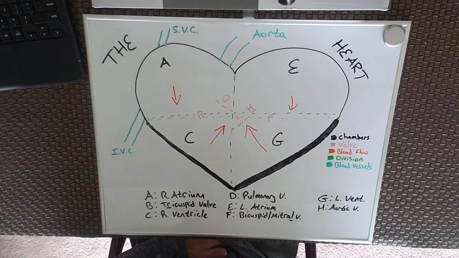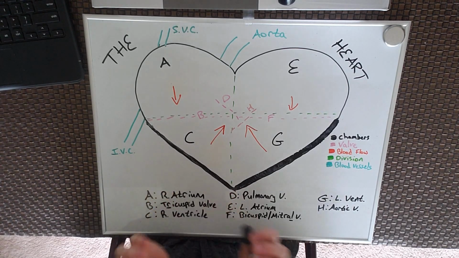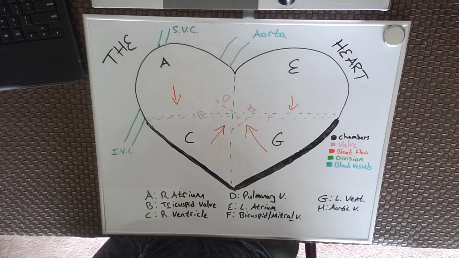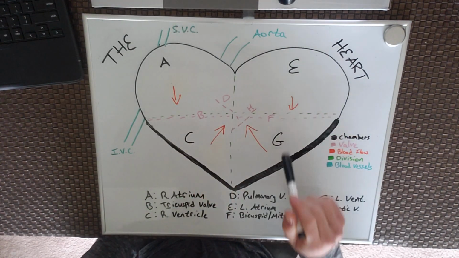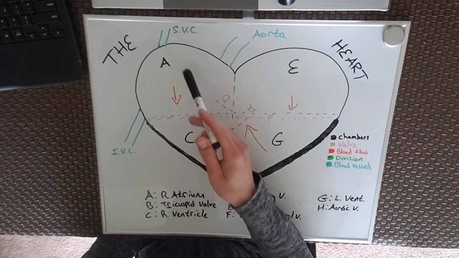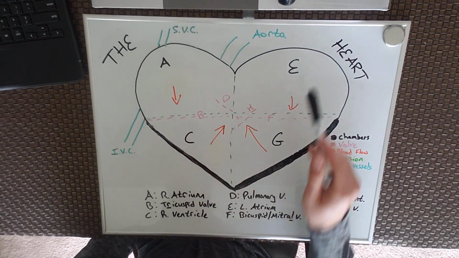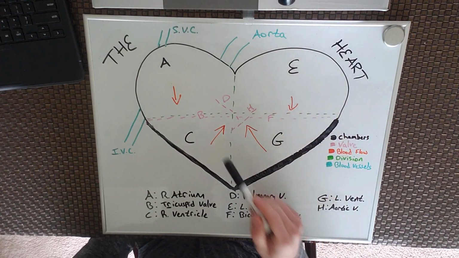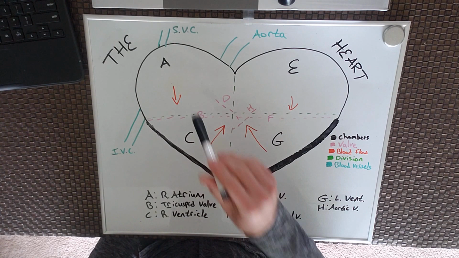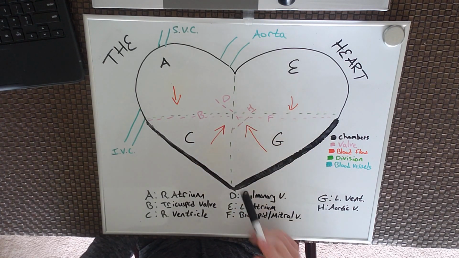So, there are four different chambers, four different rooms of the heart, four little compartments. You have A, C, E, and G, and they stand for different things. A is known as the right atrium. This is known as the left atrium, the right ventricle, and the left ventricle. There are four different compartments.